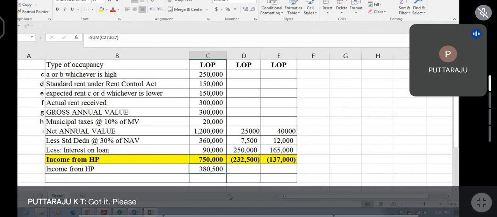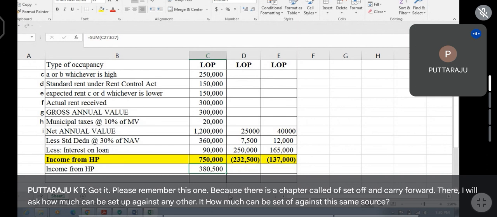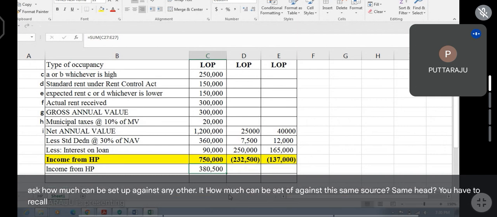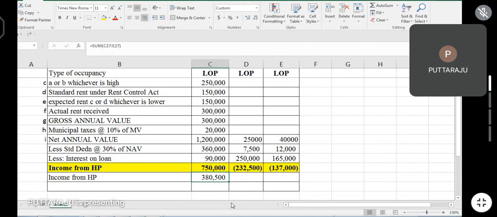Please remember this one, because there is a chapter called set off and carry forward. There I will ask how much can be set off against any other head? How much can be set off against the same source, same head? You have to recall this. Got it?